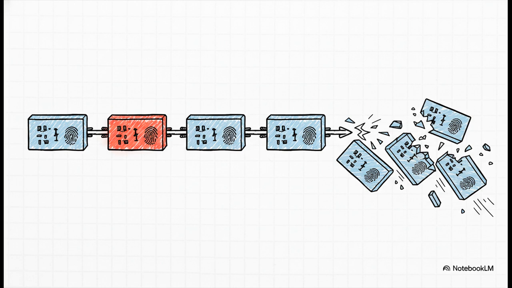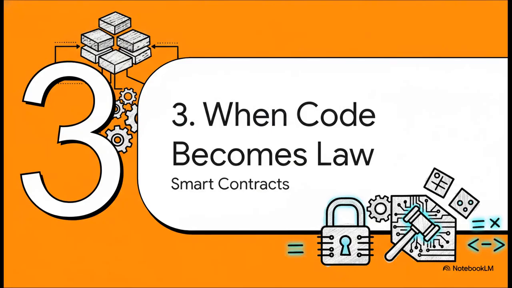To get away with it, you'd have to somehow fool and overpower thousands of computers all around the world all at the same time. It's practically impossible. The record is, for all intents and purposes, unchangeable. Or, as they say, immutable. Okay, so we've got this unbreakable shared database. That alone is pretty revolutionary. But what happens when you start to build things on top of it?